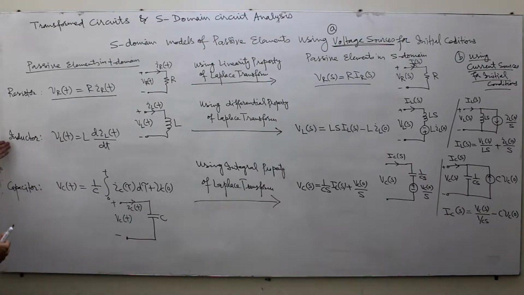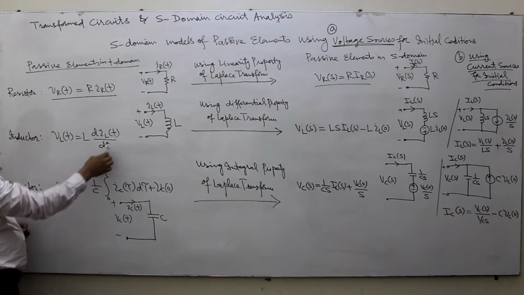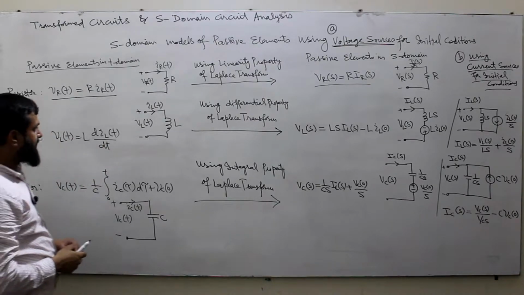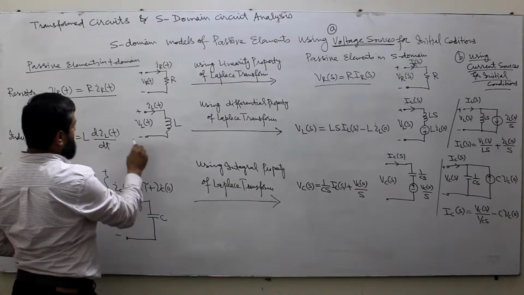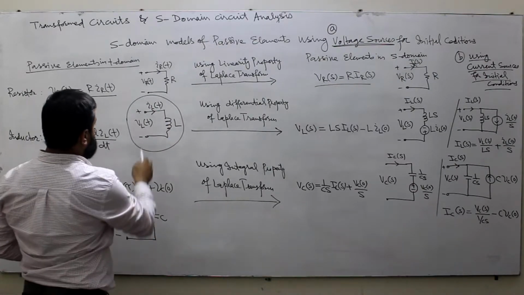Now we come to the inductor. For the inductor, we have the differential equation V equals L times di_L over dt. And if we form the circuit for the inductor, that is this one.